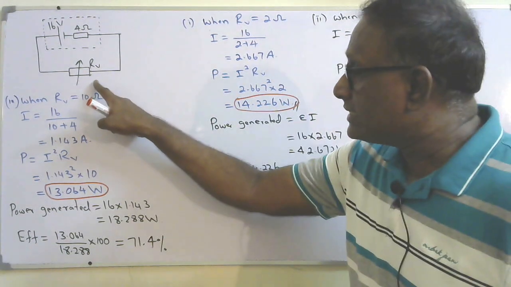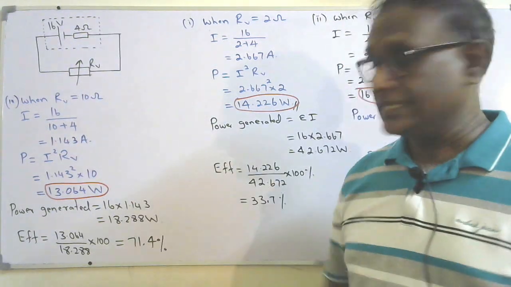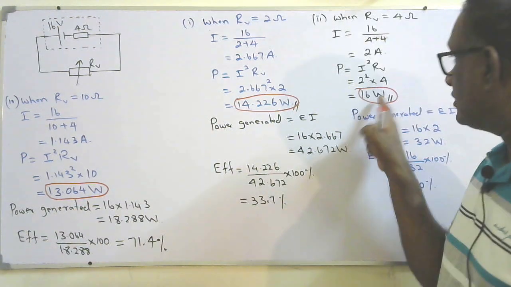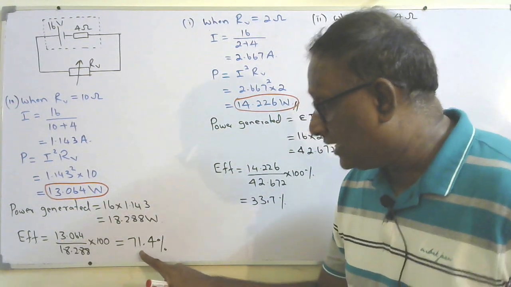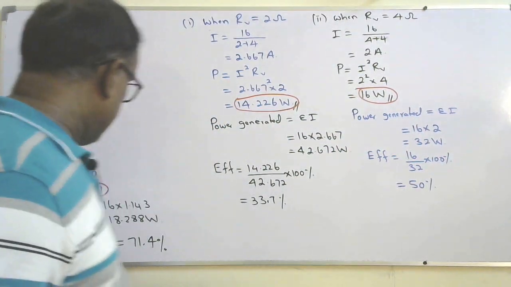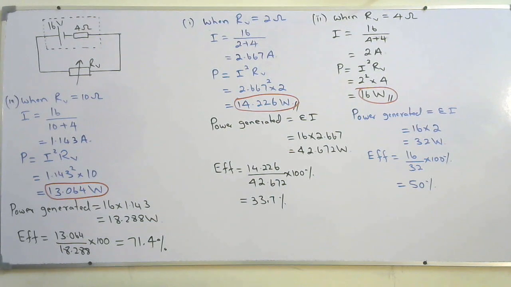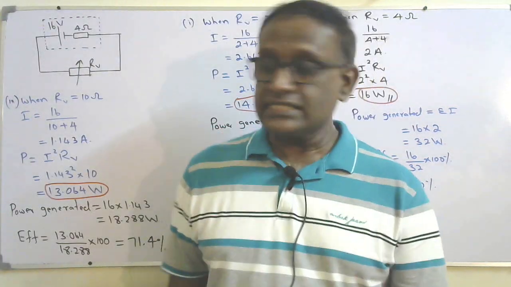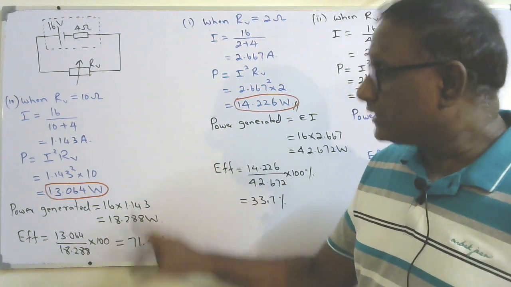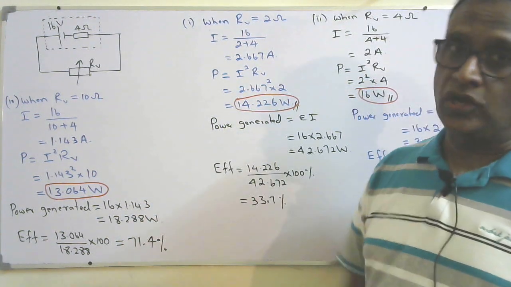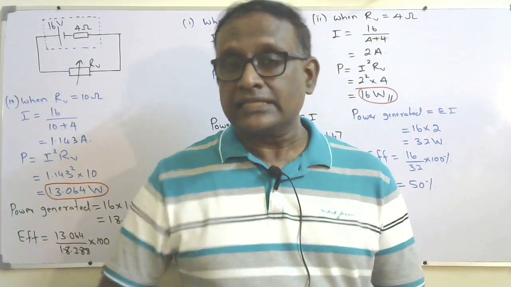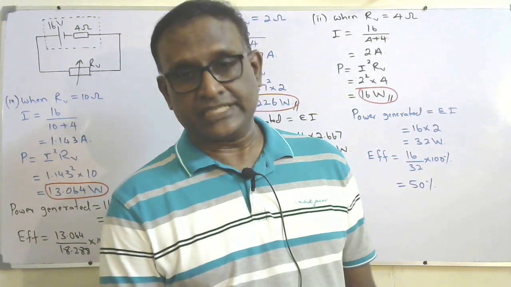But when the external resistance becomes more than the internal resistance, the power transfer is getting lower, 13.064 compared to 16. But the efficiency is 71%. Let me check that. I think it's correct. Yeah, that's right, 71%. So now you can see the efficiency is higher, but the power transfer to the external component is not optimum. So understand that optimum power is nothing related to maximum efficiency.